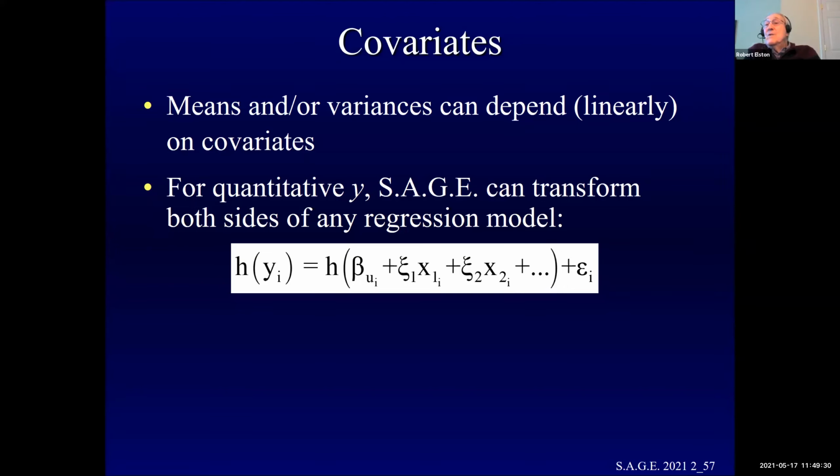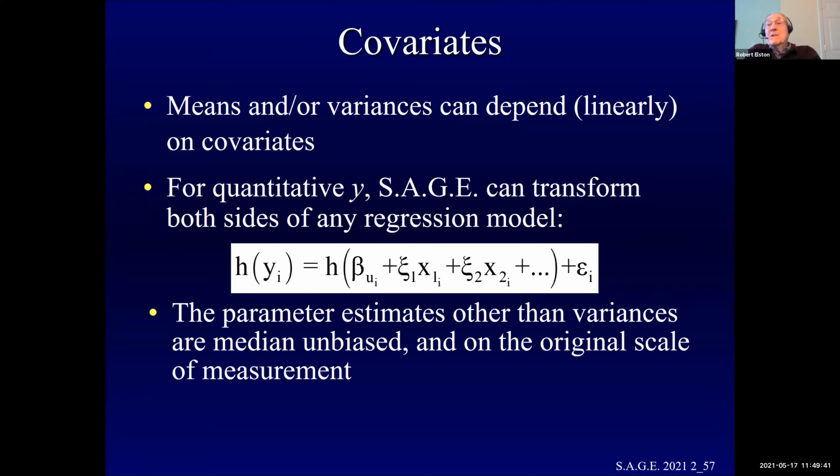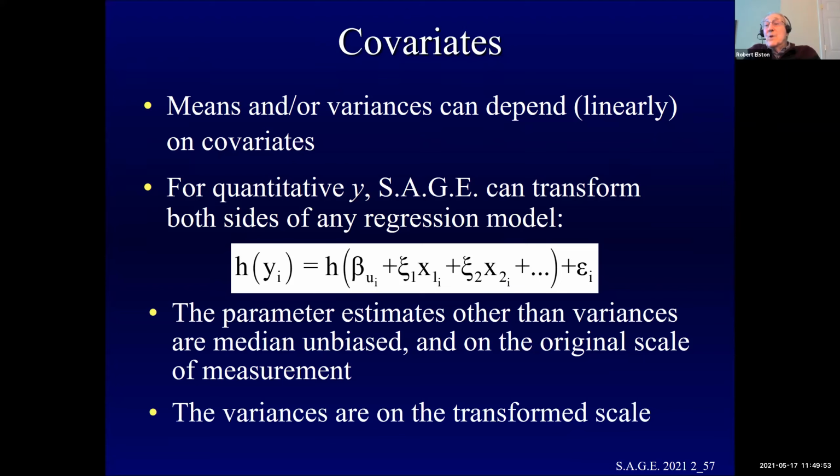So if it transforms both sides, it's rather clever what happens here, because when you do that, the result, the parameter estimates, other than variances, are median unbiased and on the original scale of measurement. Unfortunately, the variances are on the transformed scale, and there are reasons and complications caused by that. But when you transform both sides, whether you're doing a segregation analysis or association analysis, all the parameter estimates, other than the variances, are what are known as median.